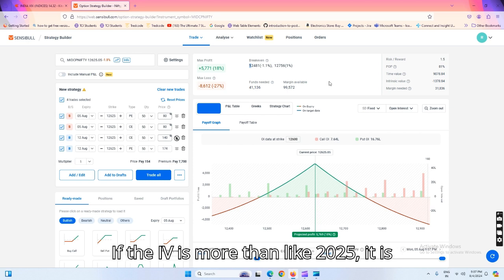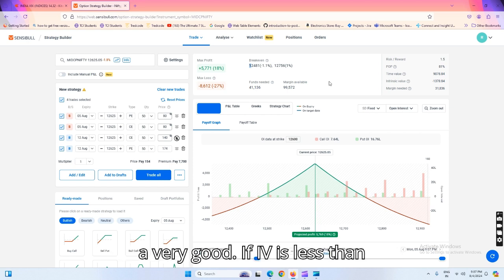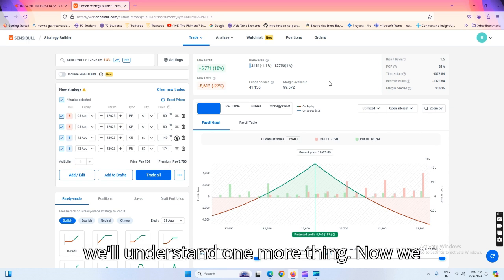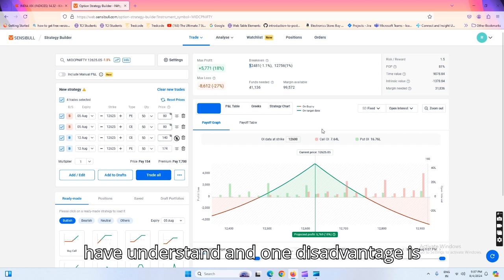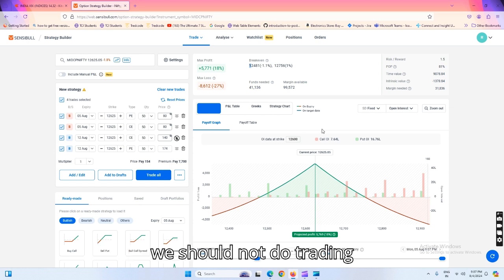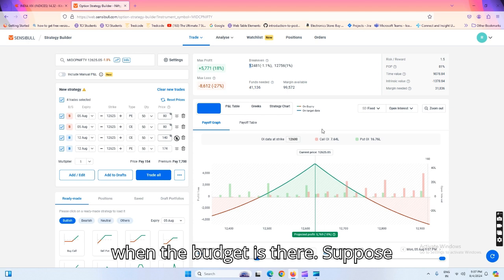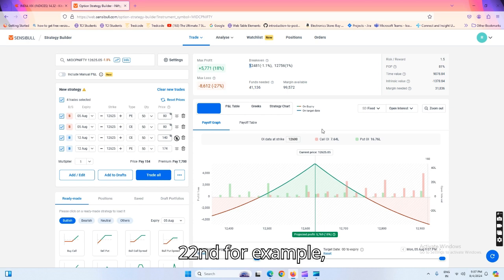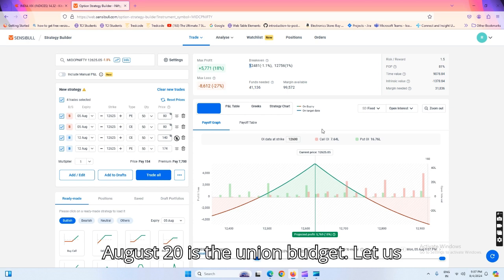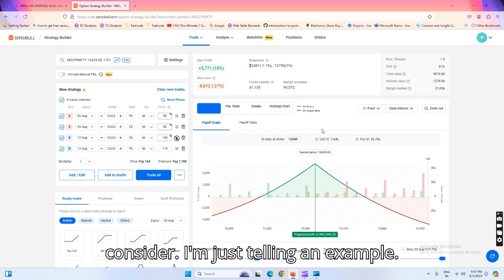If the IV is more than like 20-25, it is very good. If IV is less than 14, it is a very good strategy to trade. Now we'll understand one more thing. One disadvantage is we should not do trading when the budget is there. Suppose August 22nd, for example, is the union budget. Let us consider, I'm just telling an example.